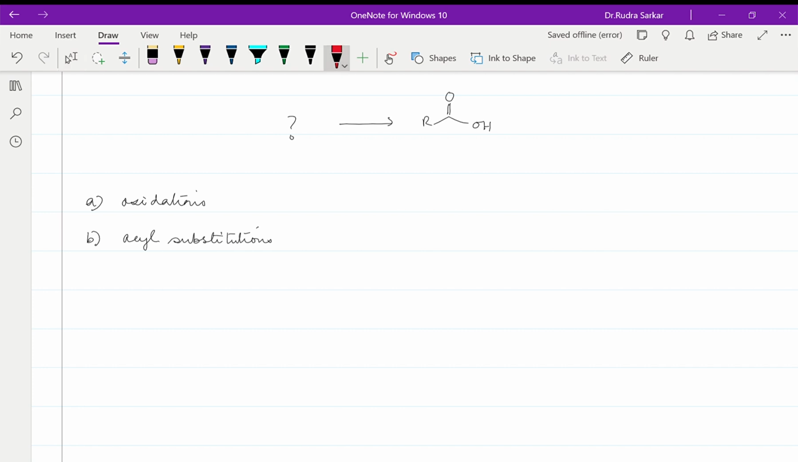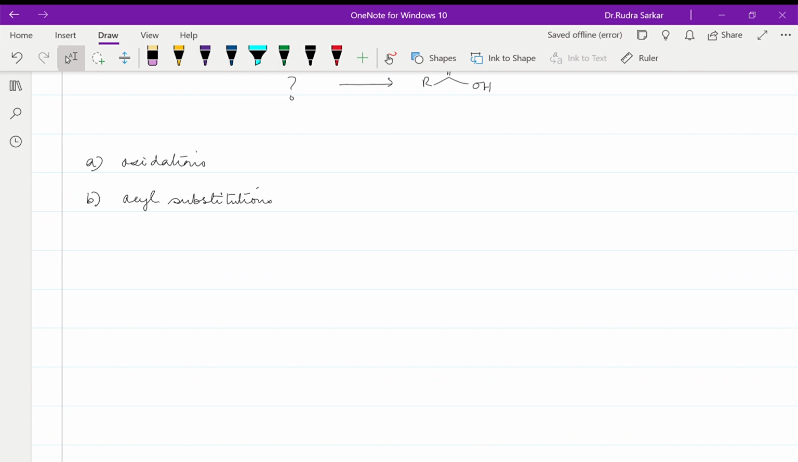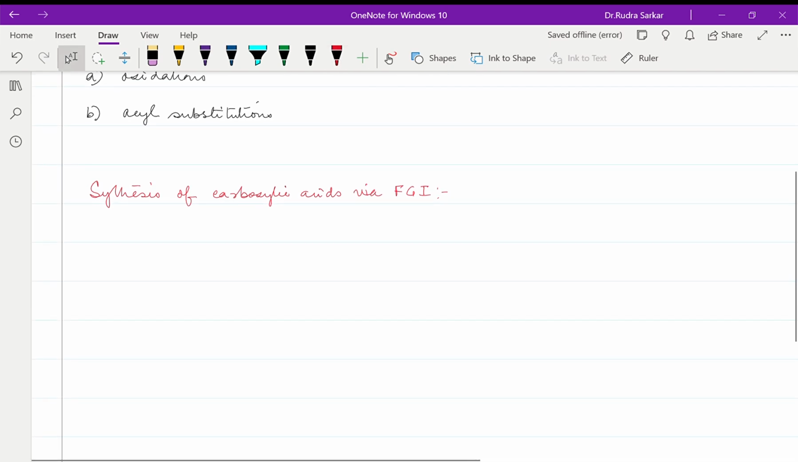So let us now in a broad section discuss synthesis of carboxylic acids via functional group interconversion. Now, carboxylic acids can be formed by the oxidation of aldehydes or 1-degree alcohols using strong oxidizing agents.